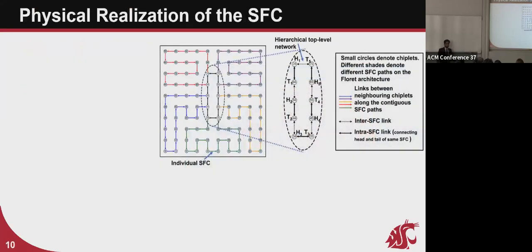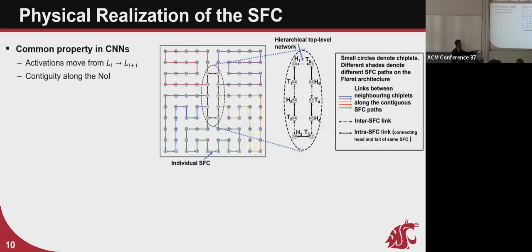So let's look at the physical realization that I was talking about. Here you can see that we have a hierarchical top level network. There are multiple SFCs of different colors, from purple, red, and so on. We have links between neighboring chiplets along this contiguous SFC path. Then we have the inter-SFC links, which we call the top level network, and then we have the intra-SFC links.